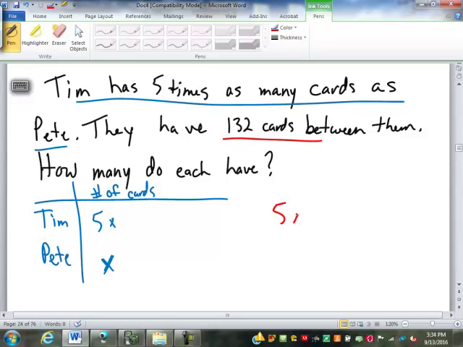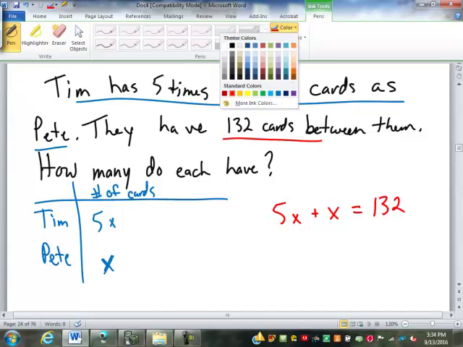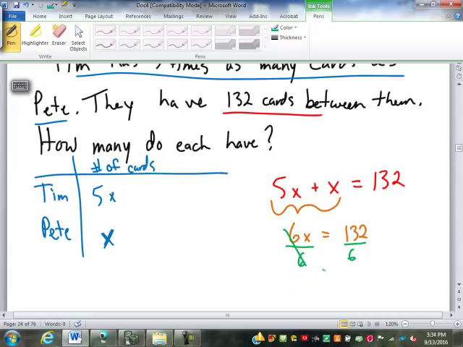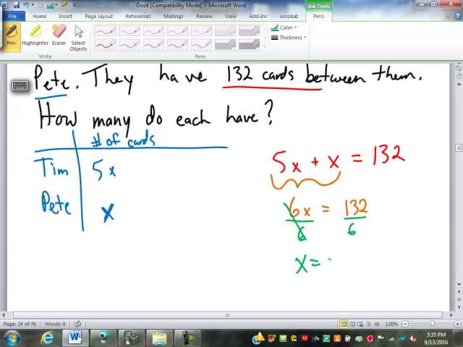So we're going to add together Tim's 5X plus Pete's X equals 132. And now we have to solve that. So first step is going to be combine 5X and X make 6X equals 132. And then divide by 6. X equals 22. So are we all done?